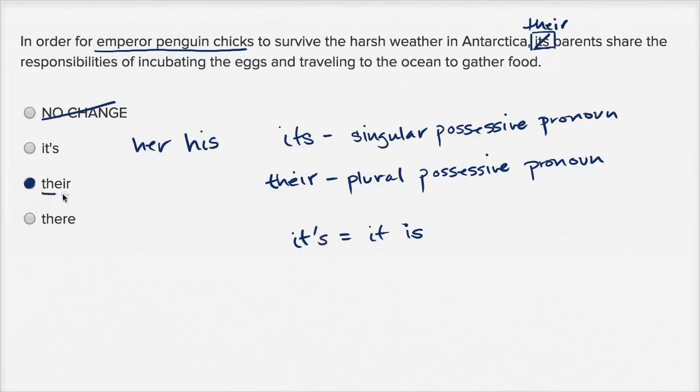Now we already talked about "their" as being a plural possessive pronoun and the right answer here. And then you have "there," which sounds exactly the same, but it is spelled T-H-E-R-E. And that one, you would say, hey, I didn't go there. So it's a different word. It sounds the same, but it's spelled differently and it has a different meaning.